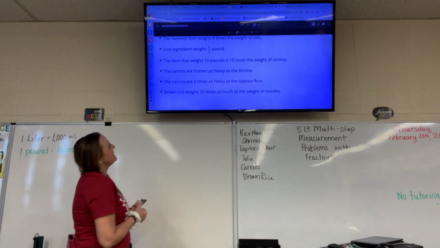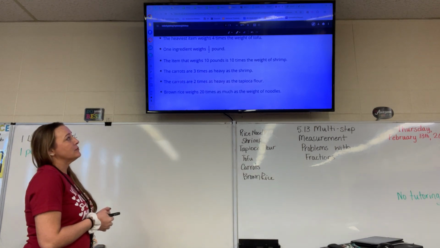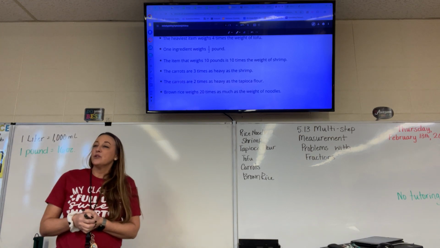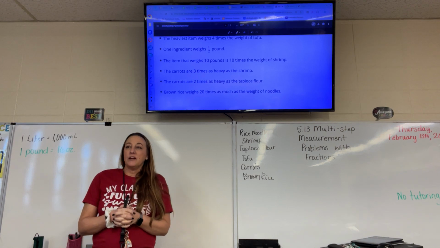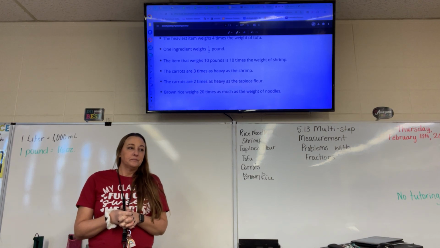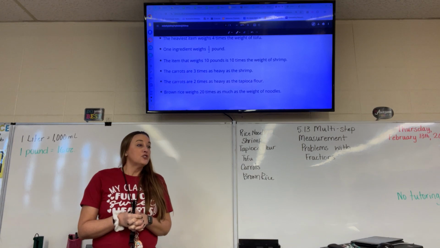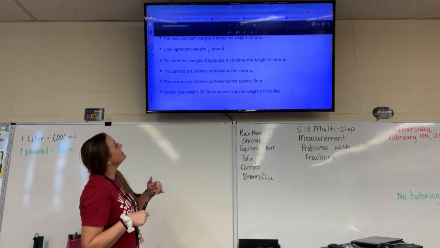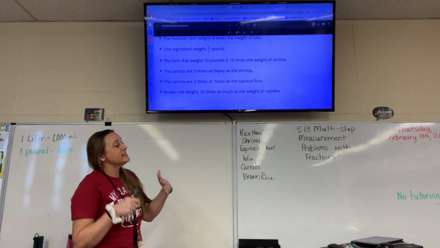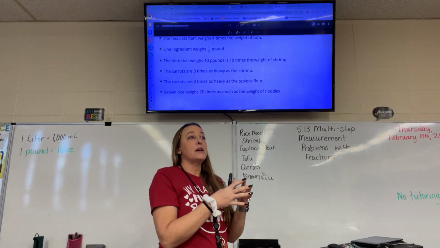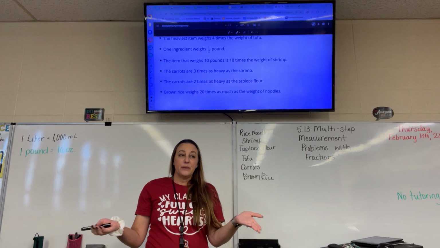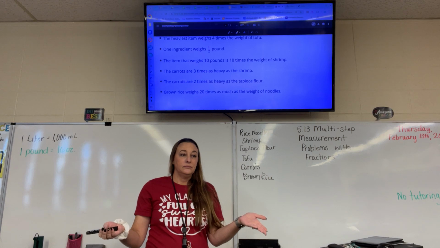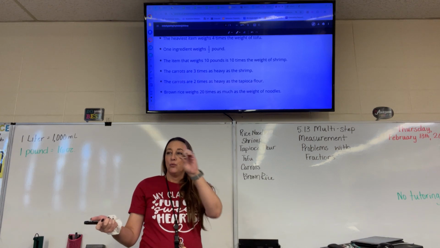The next clue says the item that weighs 10 pounds is 10 times the weight of shrimp. Will this help us? Yes. What will it help us figure out? The weight of the shrimp. If the item that weighs 10 pounds is 10 times the amount of shrimp, how much does the shrimp weigh? 10? 100? 20? 1 pound.